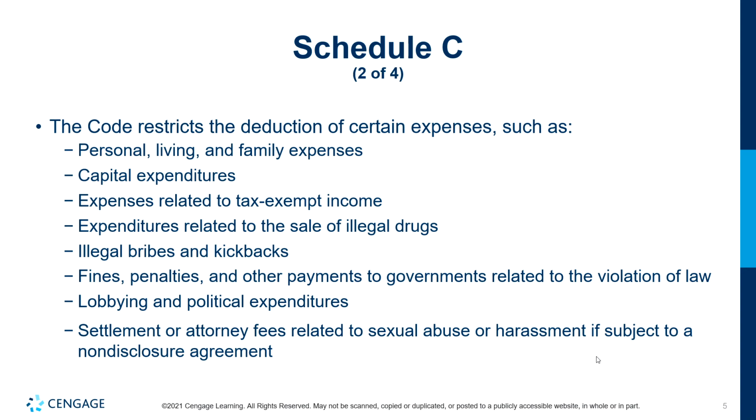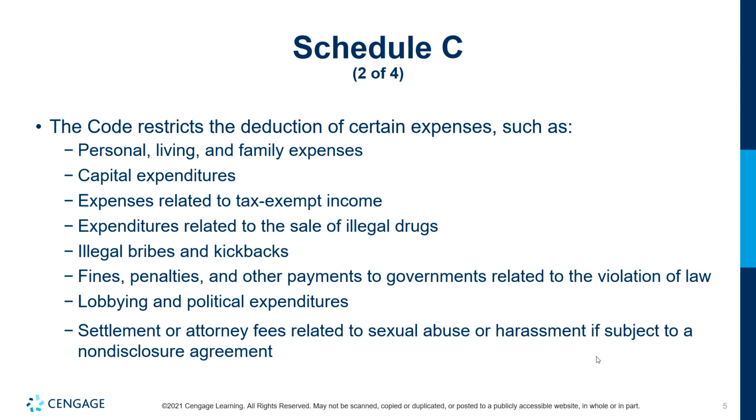So, the code does restrict, these are very key, the deduction of certain expenses. Such as, of course, you can't deduct anything that's personal, living, and family expenses. If it's personal, it's not going to go on anywhere on the tax return. Capital expenditures, that's related to our capital assets or Schedule D. Expenses related to tax-exempt income. Again, if that income happens to be tax-exempt, anything associated with it cannot be used as deductible purposes.